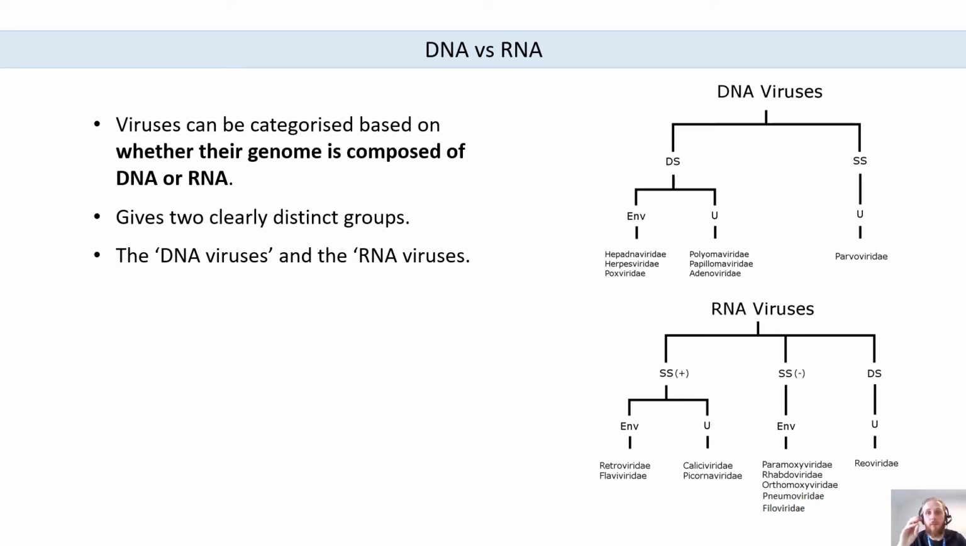One reason is that DNA viruses tend to have some different properties to RNA viruses. If we can say a virus has an RNA genome, we can already imply some features of that virus. One big feature is the mutation rate. RNA viruses tend to have a much more rapid mutation rate than DNA viruses. The reason for this is that DNA viruses tend to be double-stranded, as you can see from the diagram, and RNA viruses tend to be single-stranded.